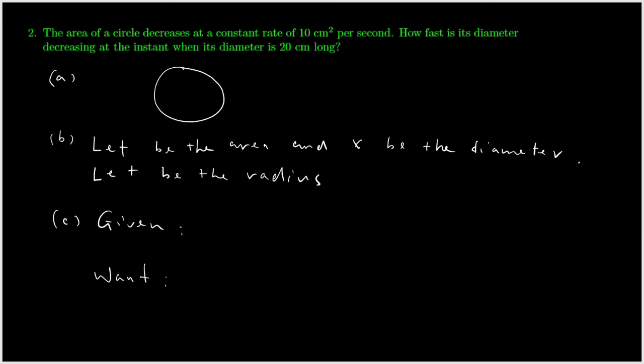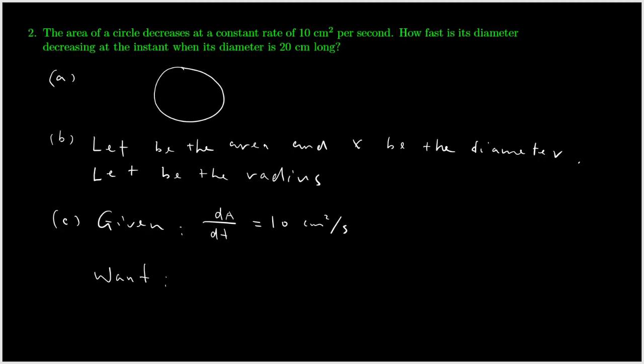We are given the rate of change of the area, right? We use A to denote the area. So we are given the rate of change of A. So does that make sense? Sure, thank you. Yeah, dA over dt, which is 10 square centimeters per second. Because the area is a two-dimensional thing, the unit is square centimeters per second.